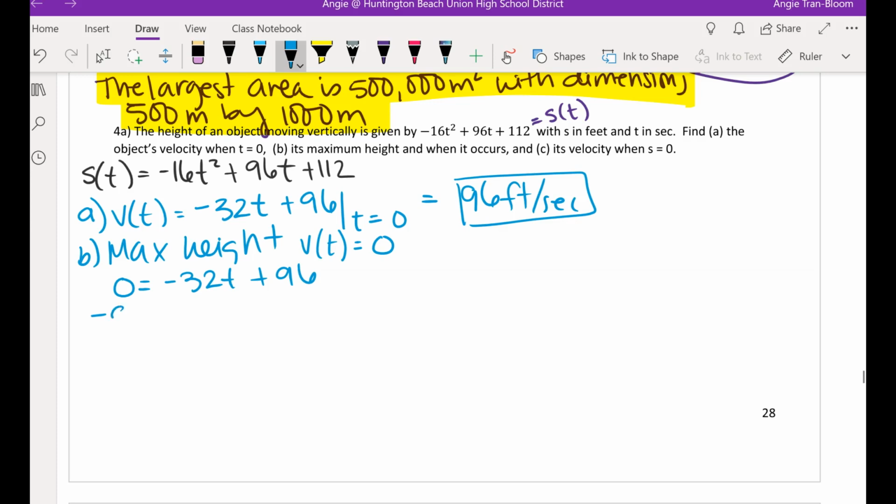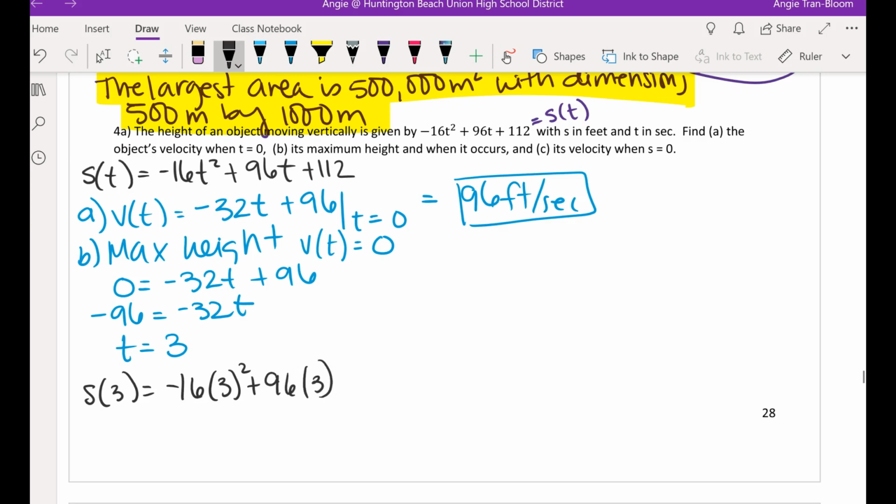So subtract 96 from both sides. Negative 96 equals negative 32t. Divide both sides by negative 32. t will come out to be a positive 3. It's looking for the maximum height, so we need to plug it back into your position. s of 3 equals negative 16 times 3 squared plus 96 times 3 plus 112. Put that in your calculator. That comes out to be 256 feet.